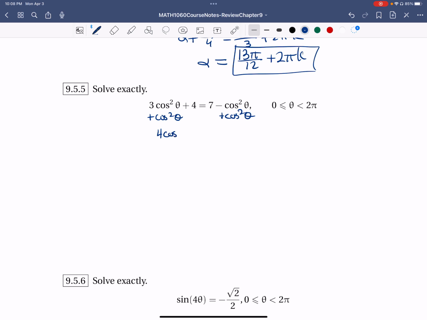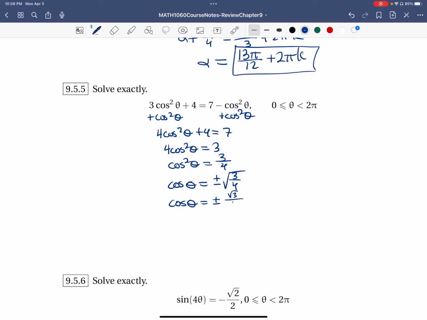So I'll have 4 cosine squared theta plus 4 is equal to 7. Now let's subtract 4 from both sides and divide by 4. And so that's going to give us cosine squared theta equals 3/4, which now we can take the square root. We'll get plus or minus square root of 3/4, which we can write as plus or minus the square root of 3 divided by 2.